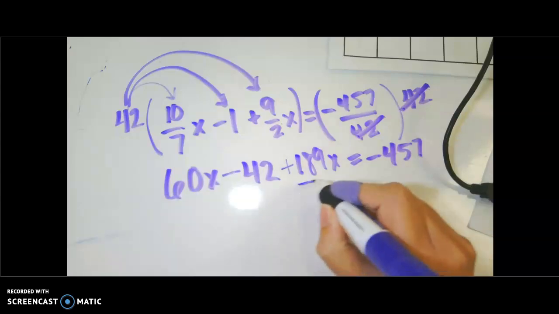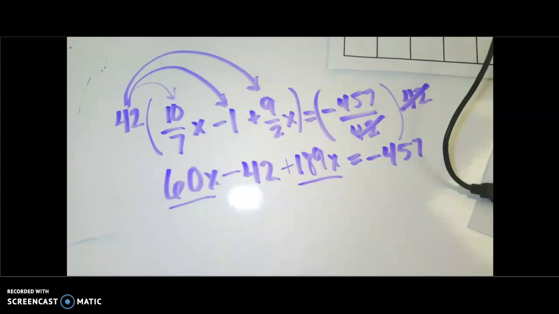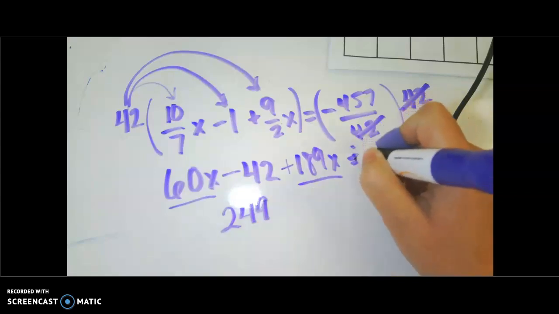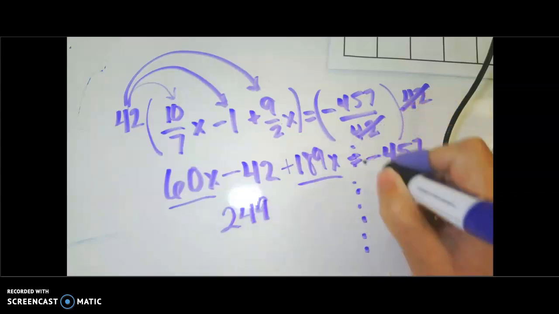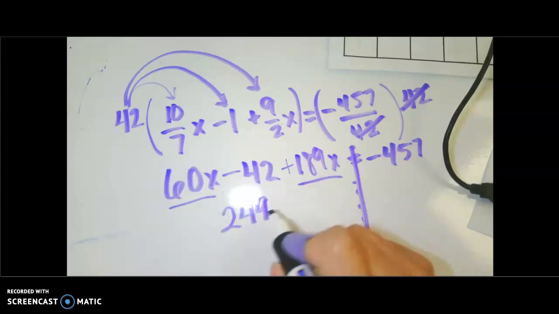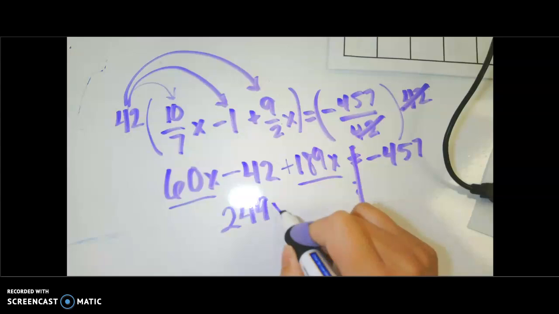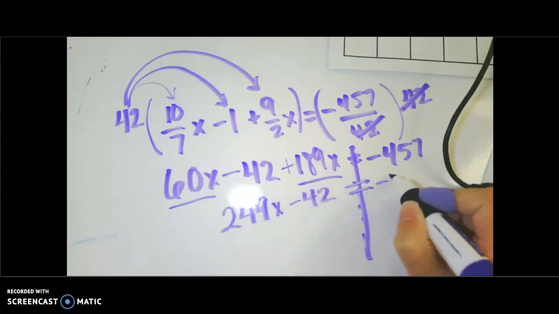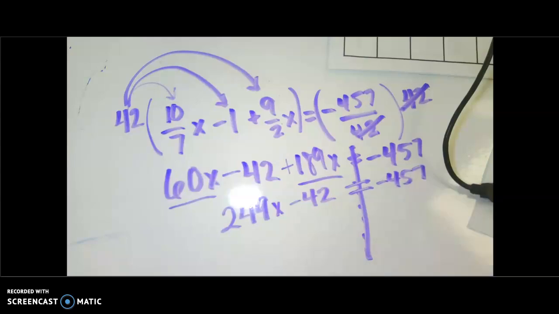From here, I have like terms, right? 60x and 189x. When I add those together, because they are on the same side as the equal sign, right? Here's my equal sign. If you need to, draw your line, right? Draw your line. They're on the same side. We combine. All right, so I have 249x minus 42 equals a negative 457. From here, two-step equation, so I'm going to add 42.